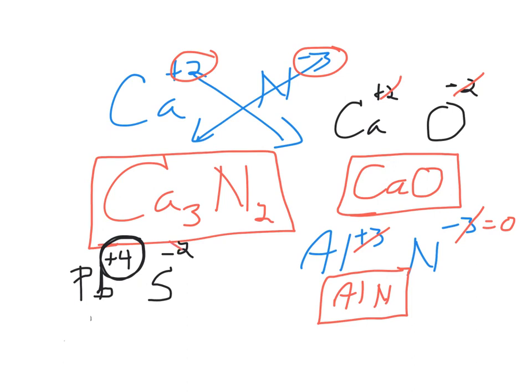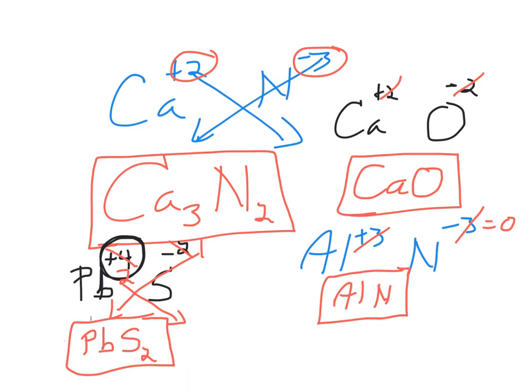So 2 divided by 2 is 1, and 4 divided by 2 is 2. So what's going to crisscross? The reduced number. So it's going to be Pb, you don't have to write a 1, S, and the 2 goes down here, the reduced number. So now, if you have the ability to reduce, you must reduce. If not, it's not going to be right.